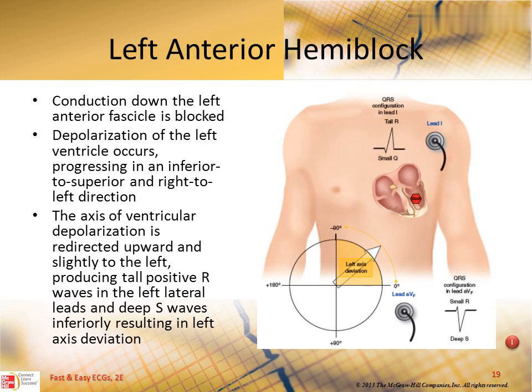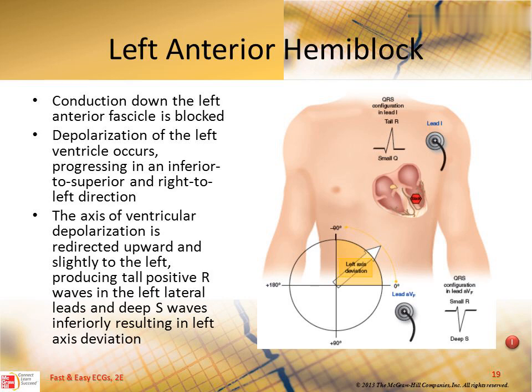Left anterior hemiblock. Conduction down the left anterior fascicle is blocked. Depolarization of the left ventricle occurs, progressing in an inferior to superior and right to left direction. The axis of ventricular depolarization is redirected upward and slightly to the left, producing tall positive R waves in the left lateral leads and deep S waves inferiorly, resulting in left axis deviation.